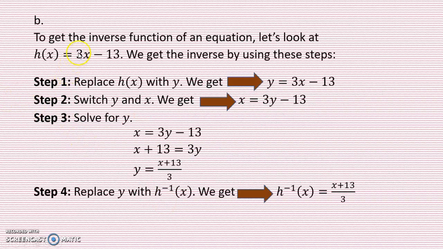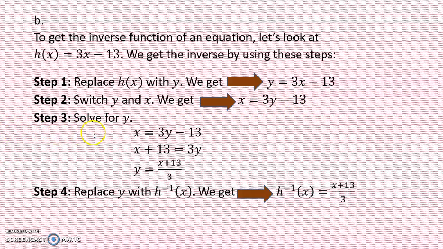Part B of our problem, to get the inverse function of an equation, we will look at our equation h of x is equal to 3x minus 13. We will follow these steps. Step 1, replace the h of x with a y. So we get y is equal to 3x minus 13. Step 2, we're going to switch the y and the x. So we get x is equal to 3y minus 13.